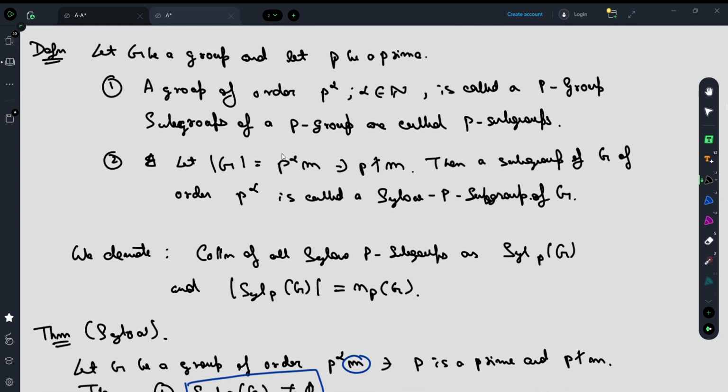Where we had discussed the definition, I guess here I have written a wrong definition. I'm very sorry, that actually caused all the confusion. Subgroups of a P group are not called P subgroups. Subgroups which are P groups are called P subgroups.